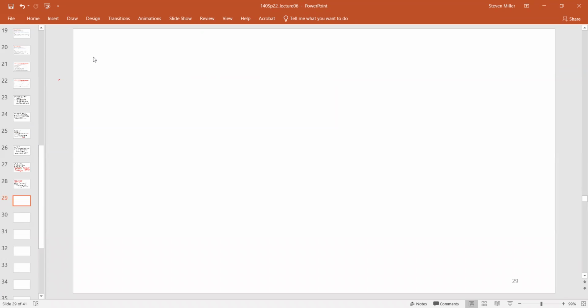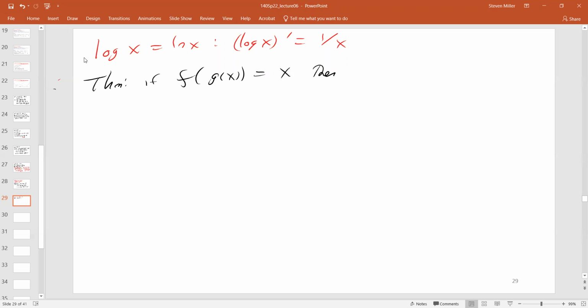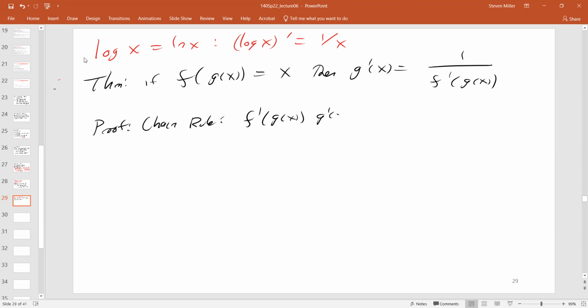The log. So what is the derivative of the log of x, which is the natural log of x? What's its derivative? 1 over x. And here is a really valuable result. So theorem: if f of g of x equals x, then g prime of x is 1 over f prime of g of x. And the proof is, by the chain rule, we get f prime at g of x times g prime of x equals 1. So solve for g prime of x.